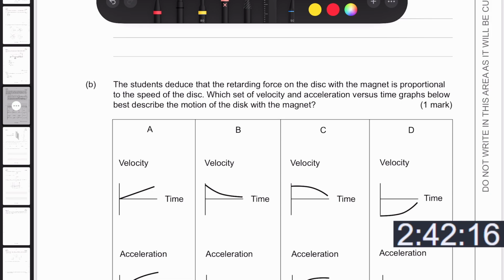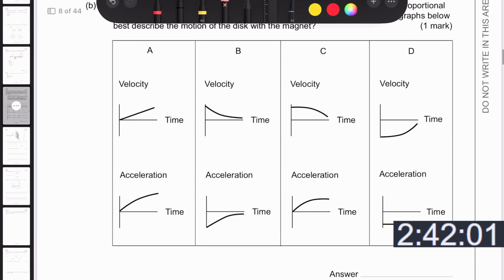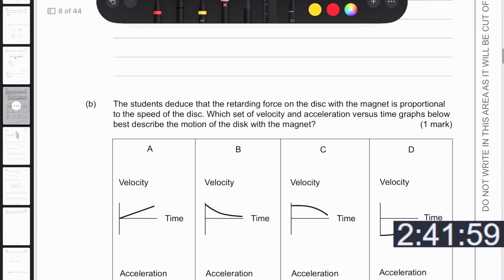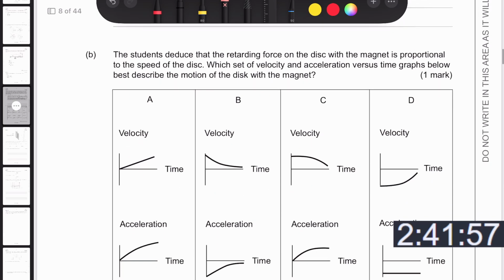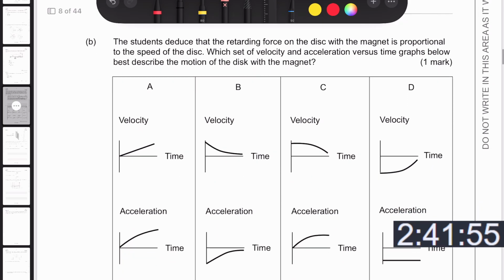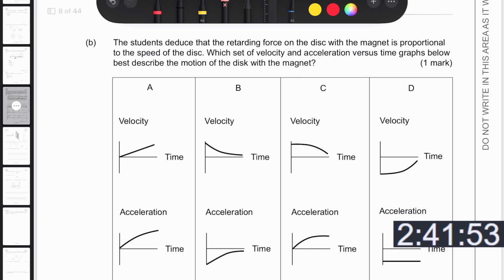The student deduced that the retarding force on the disk of the magnet is proportional to the speed of the disk. Which set of velocity and acceleration versus time graphs best describe the motion of the disk with the magnet? Velocity. So you want velocity to be decreasing. So not these. So not this.